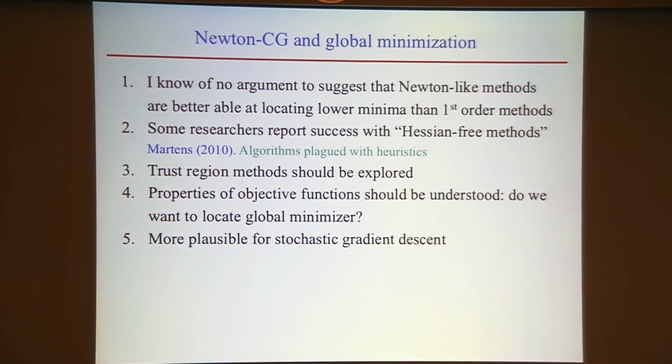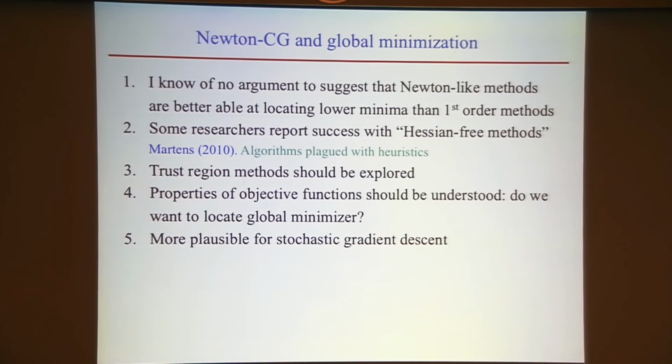I know they're not appealing for many people doing large-scale machine learning because there's somewhat of an overhead in using trust region methods, but they should definitely be tried. Because if there is a way to try to control where you want to go, trust region methods will do that for you automatically.